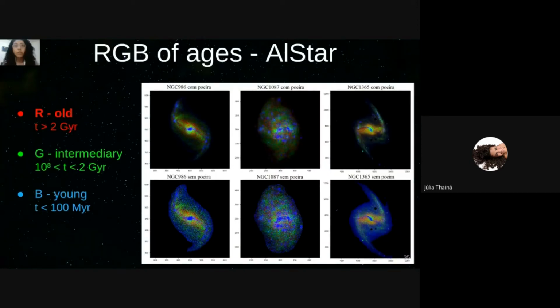Right, then we also did RGB maps, where the red is the old population, the green the intermediary, and the blue the young population. Here in the first line, with dust, the maps look good, but in the second line, without dust, we have a problem with the regions of low surface brightness, here in blue, and this is a problem that we are working on.